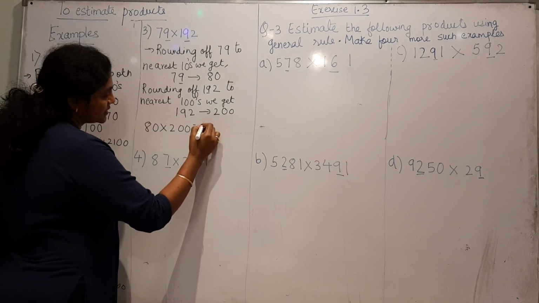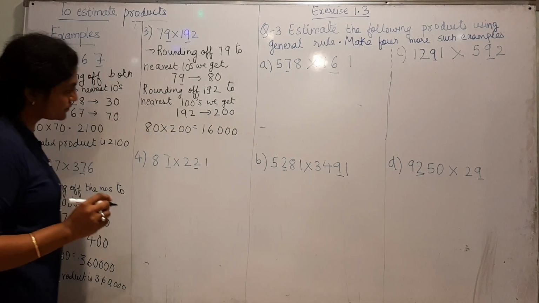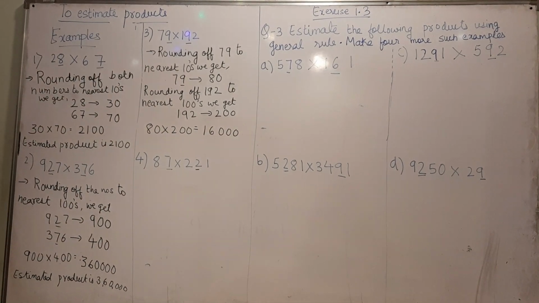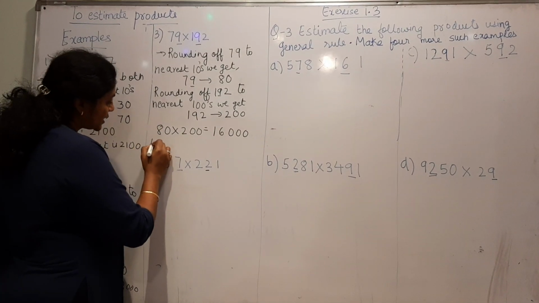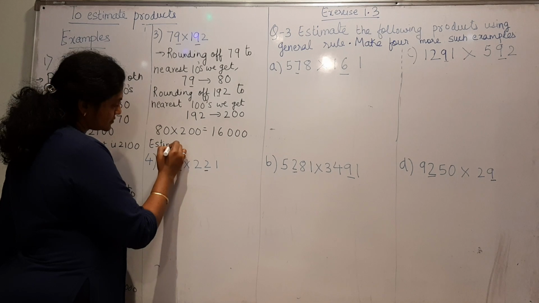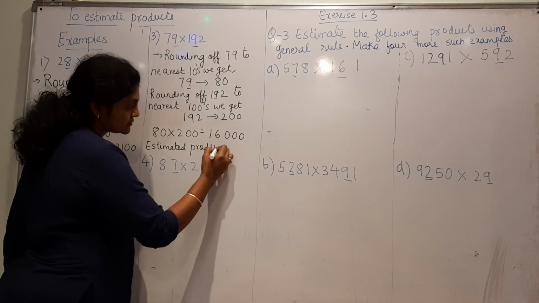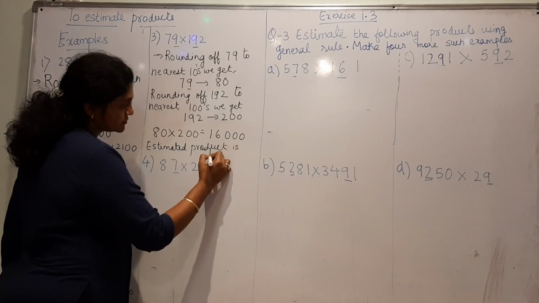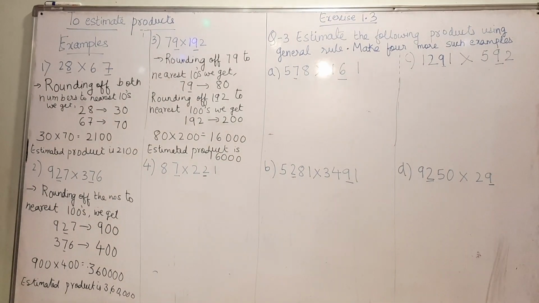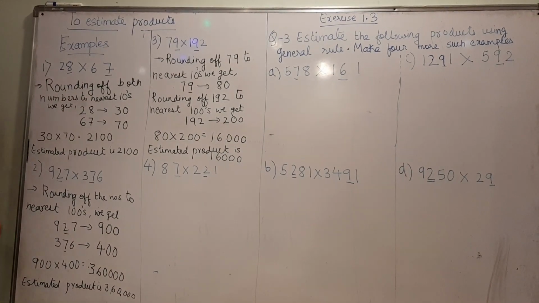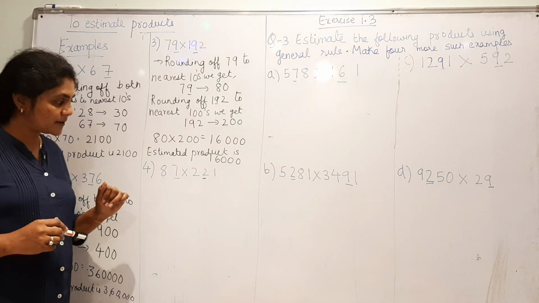This is 16,000. Yes. So again you have to write, estimated product is 16,000. Right? Now the fourth one, 87 into 221.